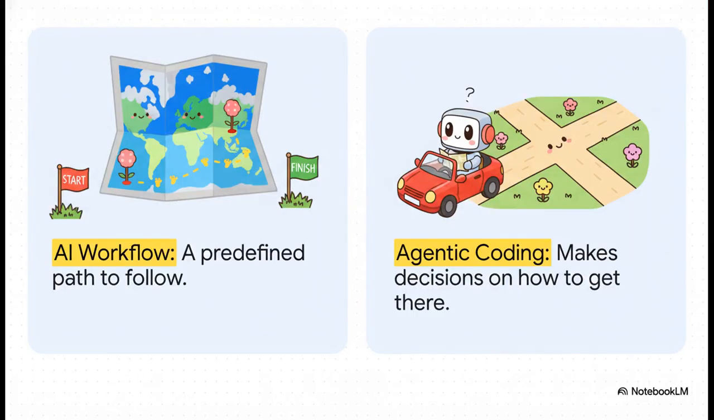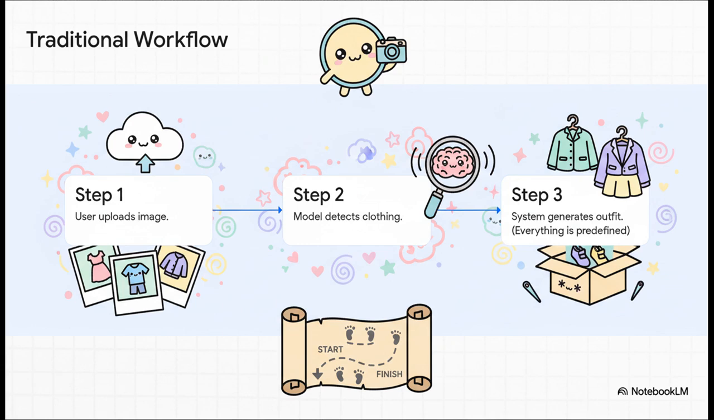Okay, everybody lean in, because this right here is the aha moment. If you only remember one thing from this whole thing, make it this. An AI workflow is the map. It's a predefined path. But an agent is the driver. The driver has the map, sure, but they make their own decisions to get to the destination. They're avoiding traffic, finding shortcuts. They're thinking. So let's go back to our fashion app.